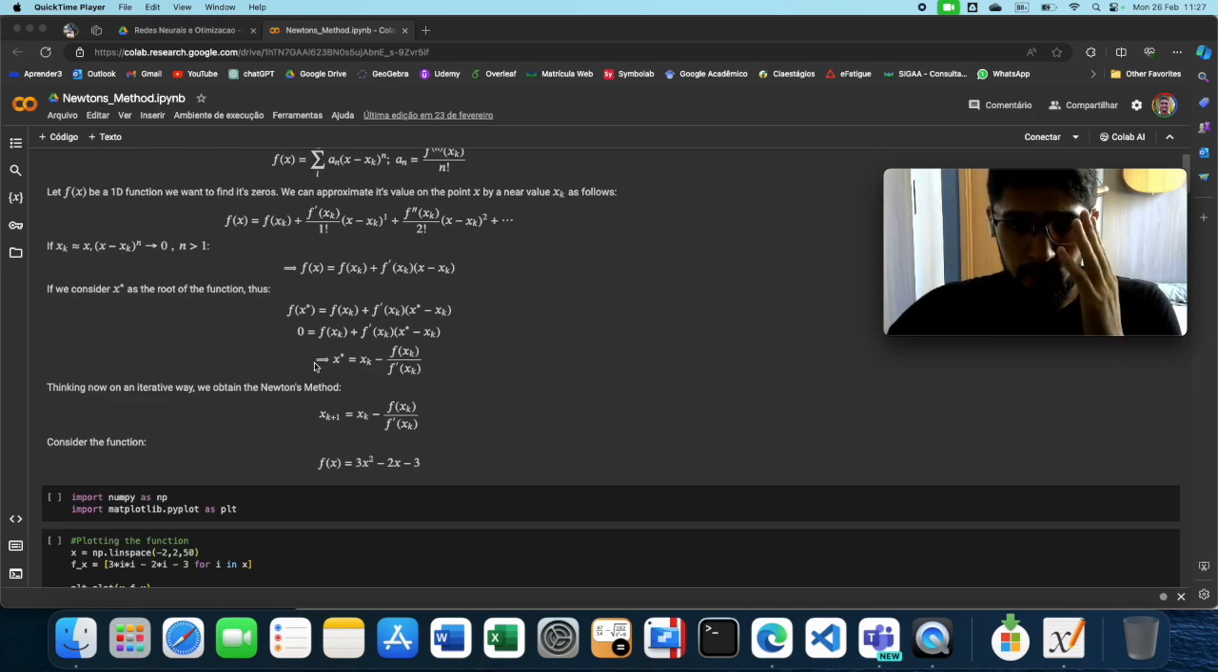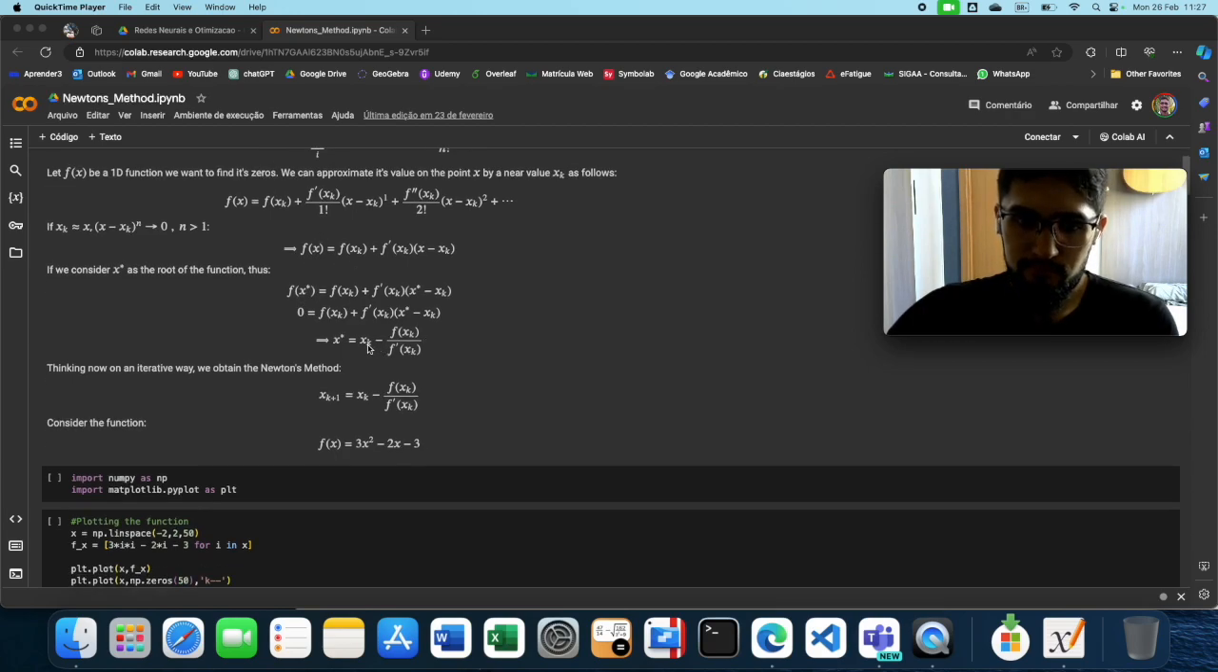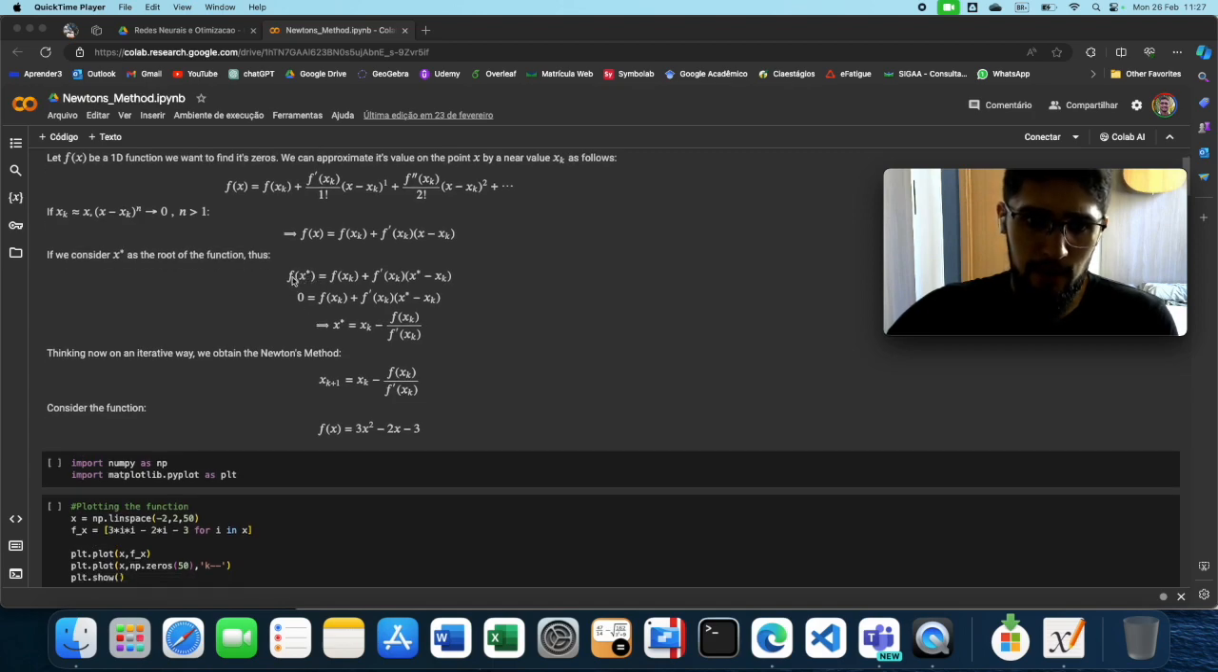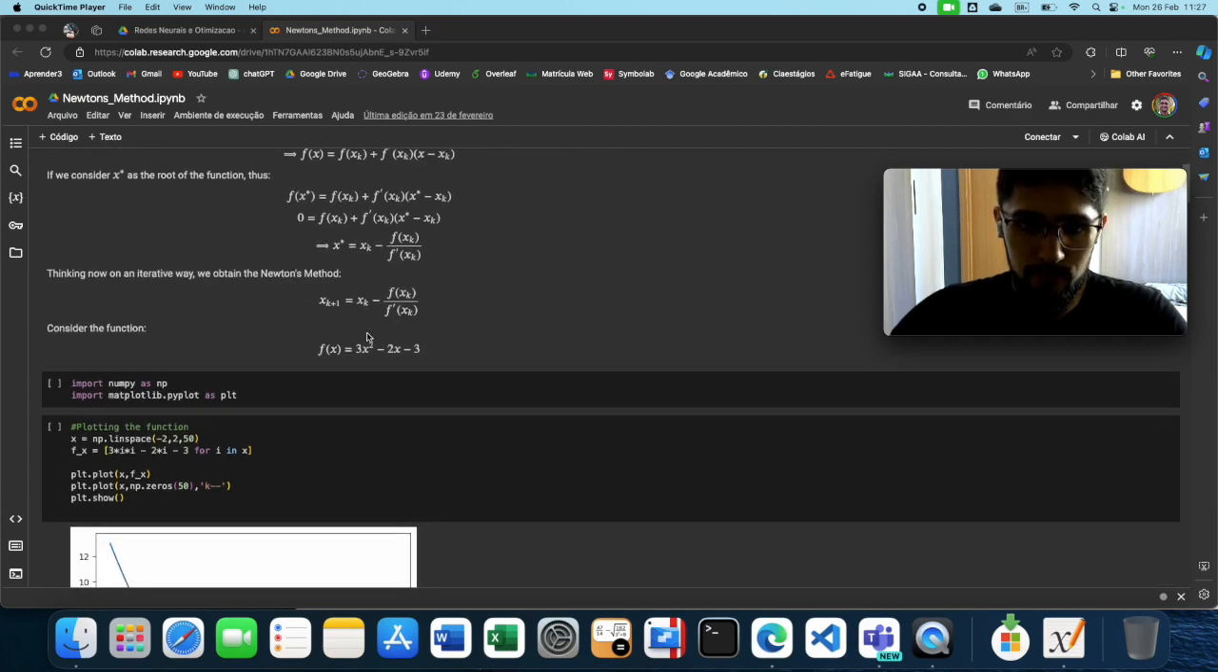Consider that x star is the root of the function, the point where the function f becomes 0. So I'm just putting x star here. We know that f of x star is 0, and now I'm just isolating the point x star on one side. And then I have this equation. This equation right here is Newton's method.